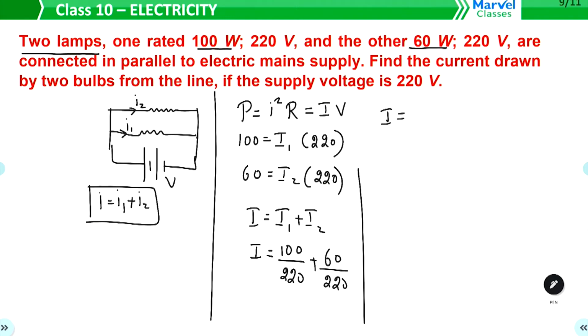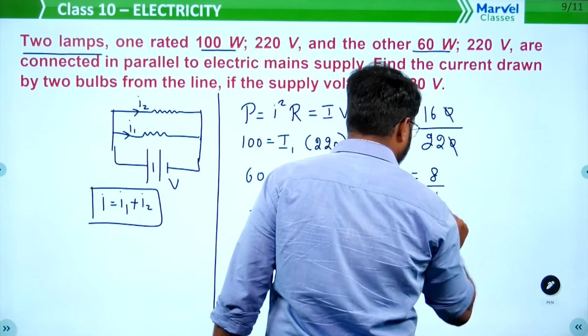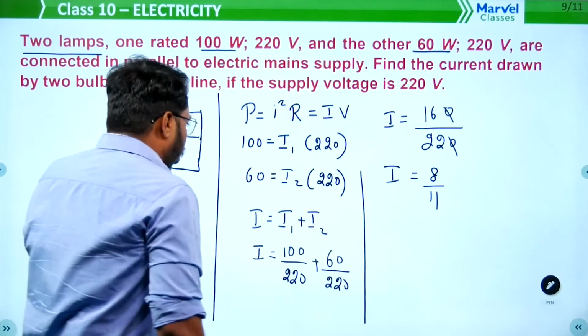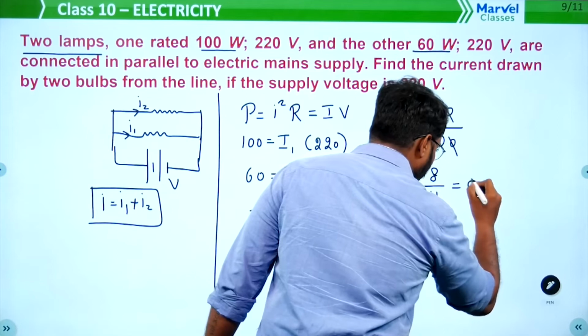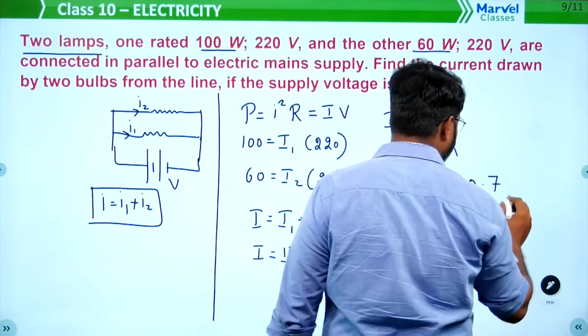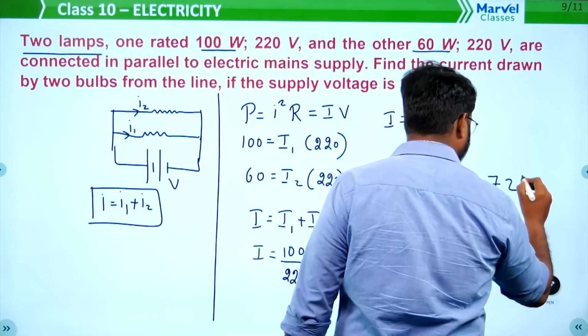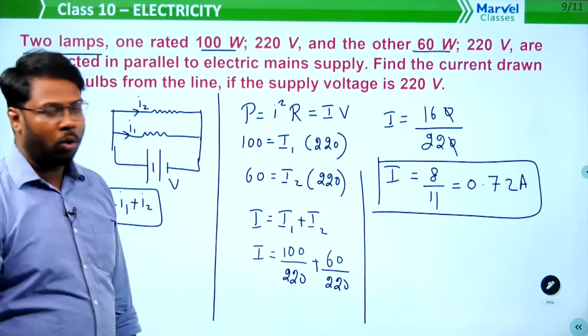So I is equal to 160 by 220. Zeros will go down. So how could we cancel this out? It is 8 by 11. 8 by 11 is nothing but 0.72 amperes. So this is the total amount of current that we are looking for.